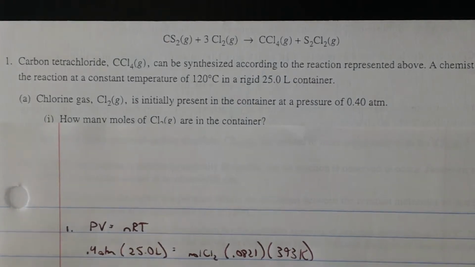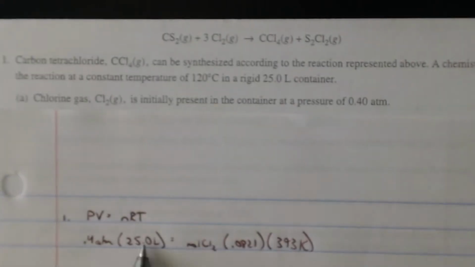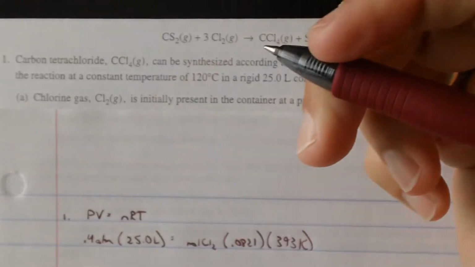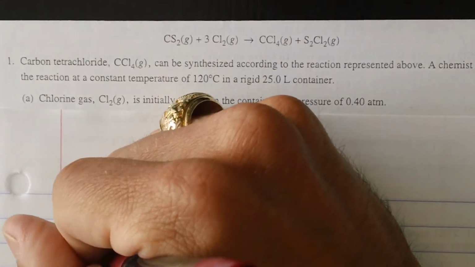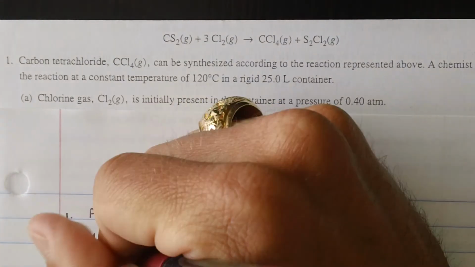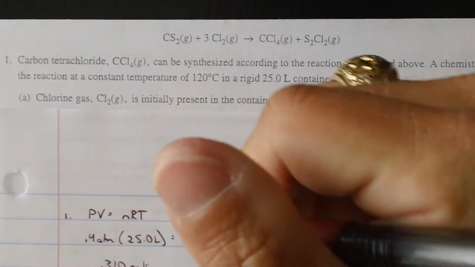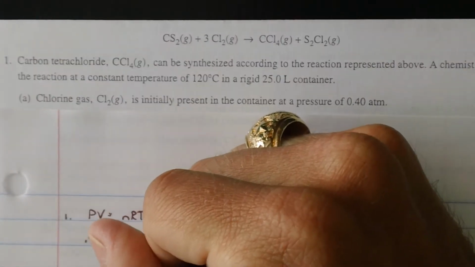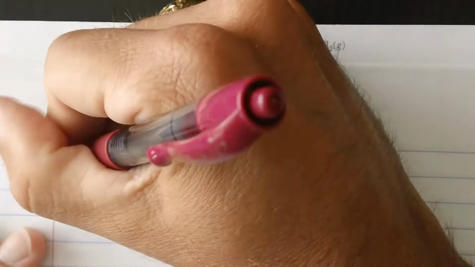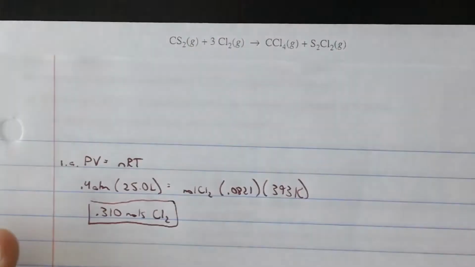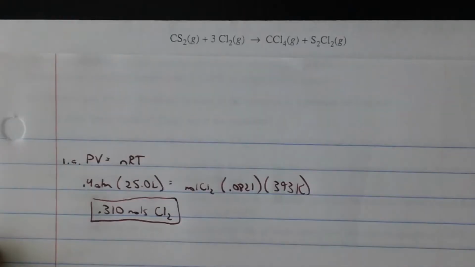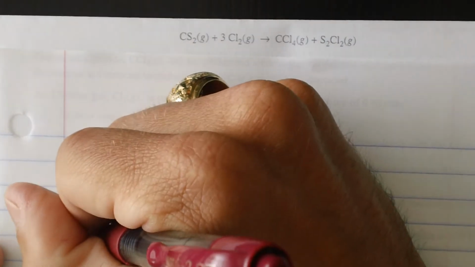Make sure you're multiplying the right way on this. Multiply this side, divide by the other. In moles of chlorine, we end up getting 0.310 moles of chlorine. When in doubt, 3 sig figs. That's what I got for part A, number 1. Now part A, number 2.